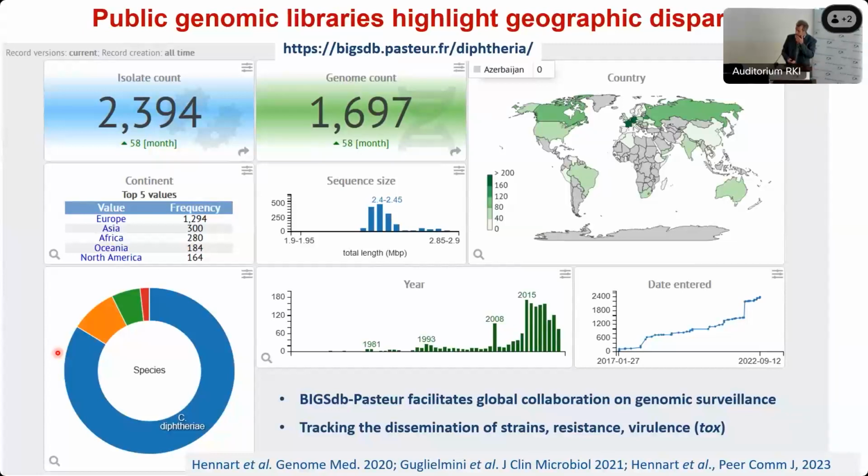This is an example of a map showing the number of sequences from Corynebacterium diphtheriae that are currently available in public databases. You see, for example, Africa is almost completely gray, meaning there are no sequences. So we cannot understand many aspects of international spread if we don't have any background data from these countries.